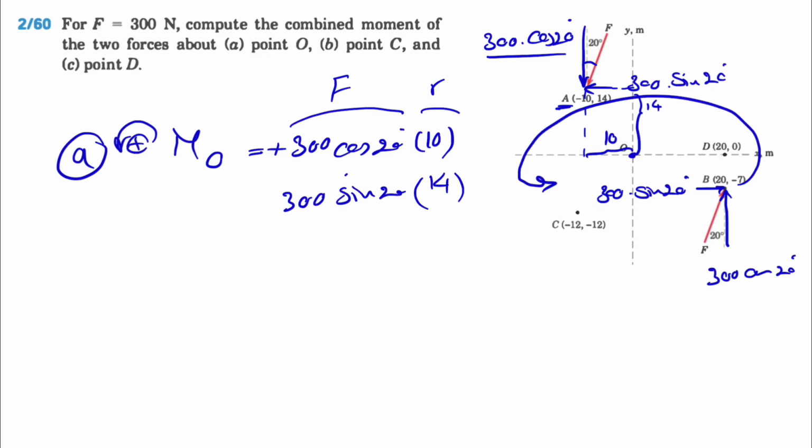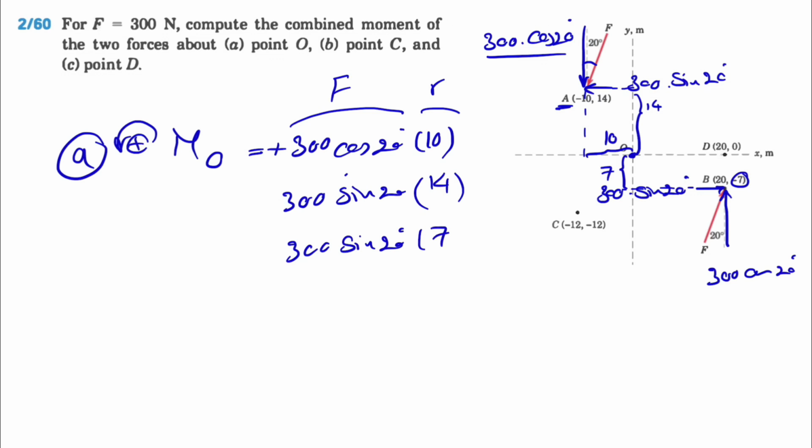So if we go with the 300 sine of 20, we can see that one is also counterclockwise, so positive 300, this time sine of 20 degrees. This is the line of action, and we are interested in this distance, which, as we can see, is what we have for Y, which is 7, so this will be 7.